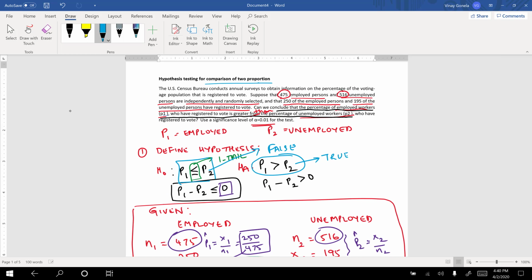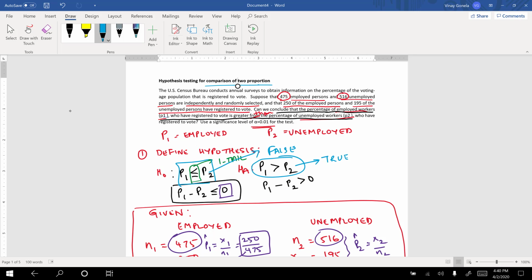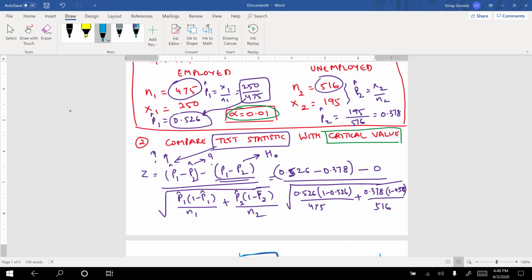So the question says, can we conclude that the percentage of employed workers who have registered to vote is greater than the percentage of unemployed workers? That is a true statement because P1 is greater than P2. That is a true statement.